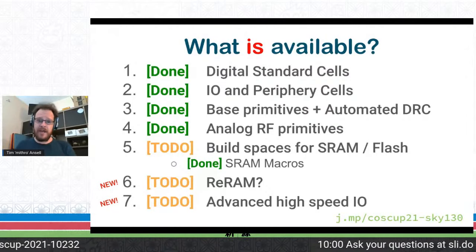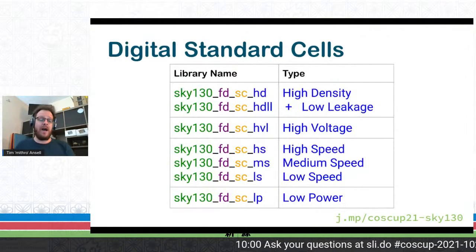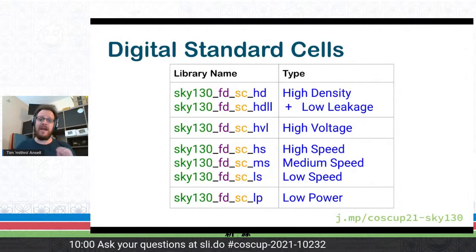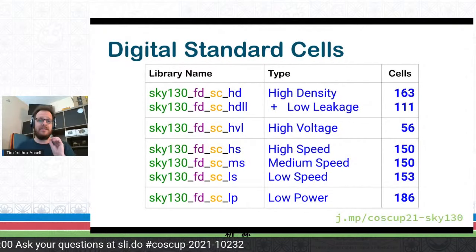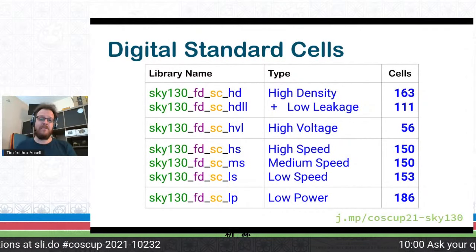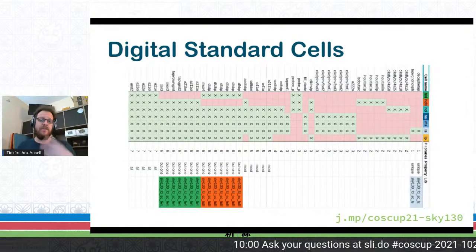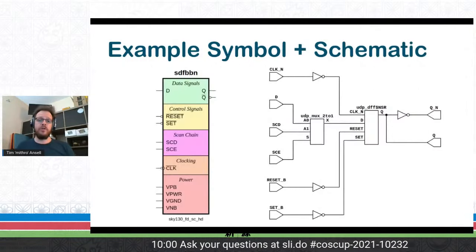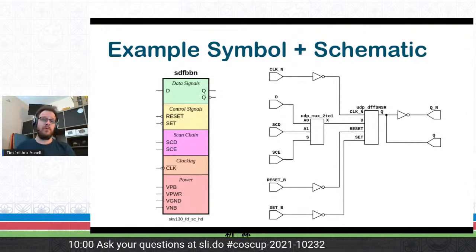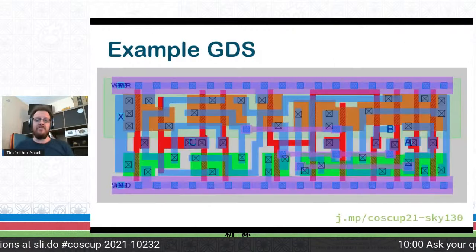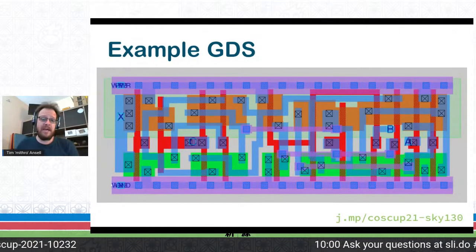And when I say digital standard libraries, these are actually quite a comprehensive library of multiple different styles of standard cell libraries. As you can see, these libraries have a large number of cells in them and a variety of different types of cells. We're also automatically generating symbols and schematics. This is a scan chain flip-flop, and you can just look at the GDS.